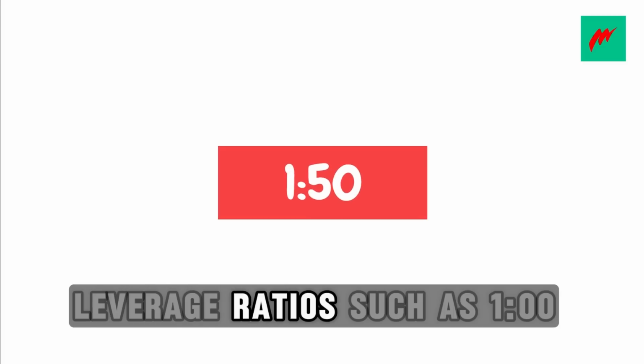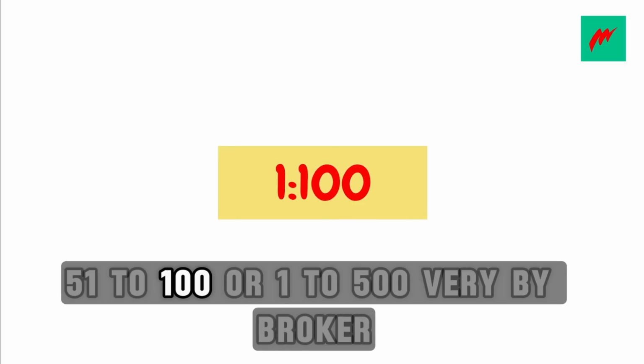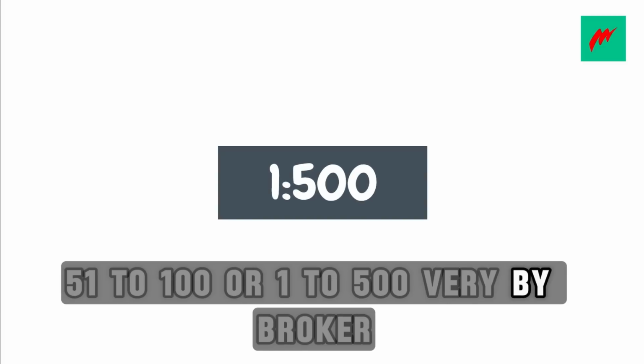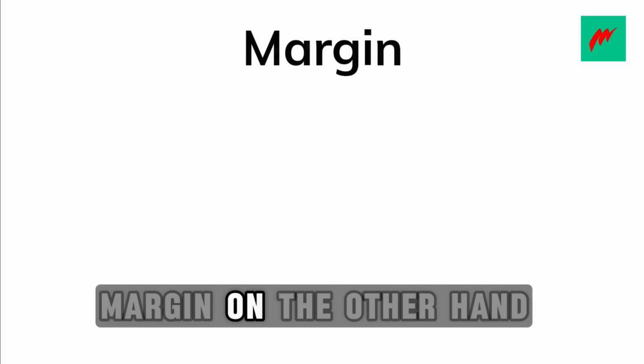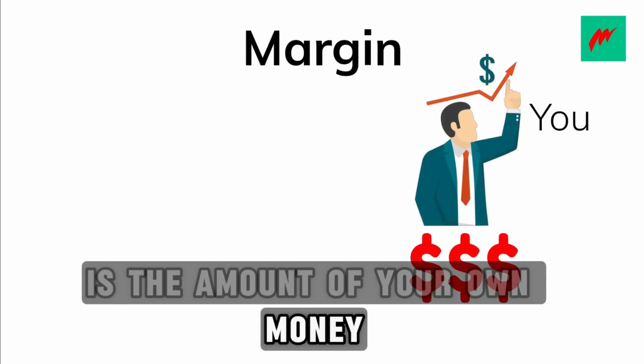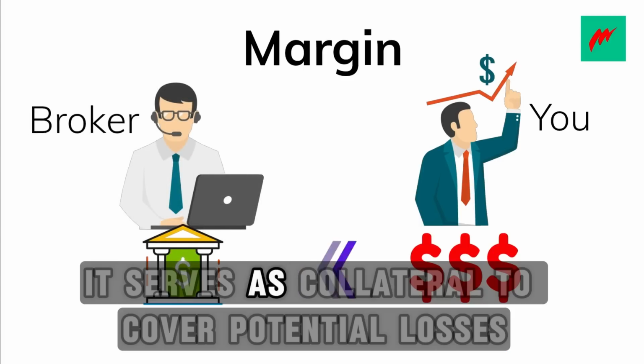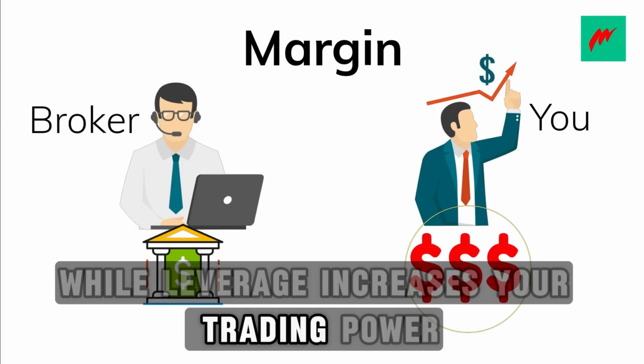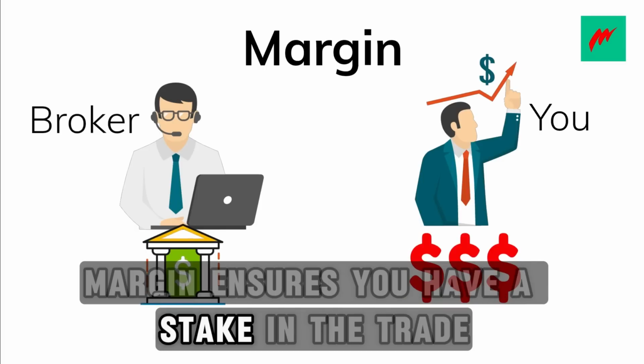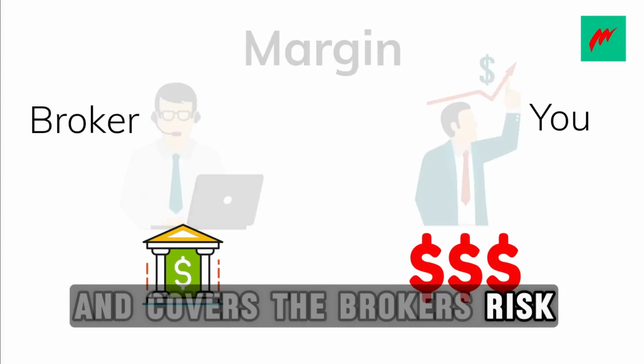Leverage ratios, such as 1:50, 1:100, or 1:500, vary by broker. Margin, on the other hand, is the amount of your own money that you need to deposit to open a leveraged position. It serves as collateral to cover potential losses. While leverage increases your trading power, margin ensures you have a stake in the trade and covers the broker's risk.